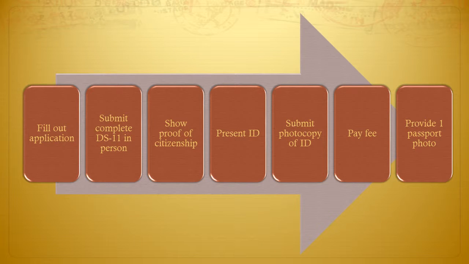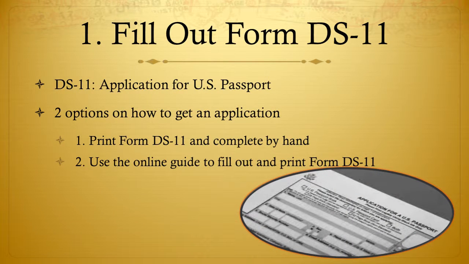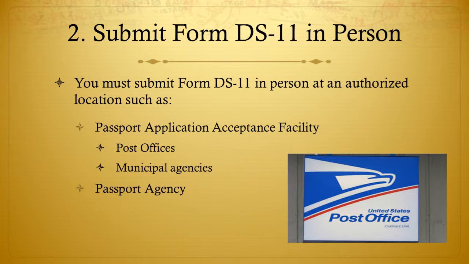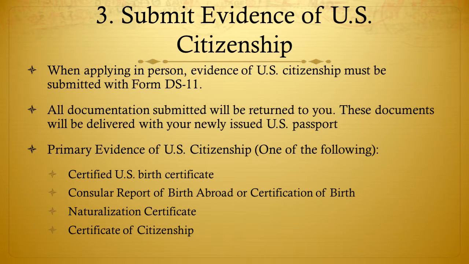This chart below shows the 7-step application process that has to be completed in order to obtain a passport. The first step is to fill out the DS-11 form. The DS-11 form is the application for a U.S. passport. There are two options on how to get an application. The first is to print it out and complete it by hand, or go online and use the guide to fill out and print the form. The second step is to submit the form in person. You must submit the form at an authorized location such as a passport application acceptance facility, post offices, or municipal agencies.